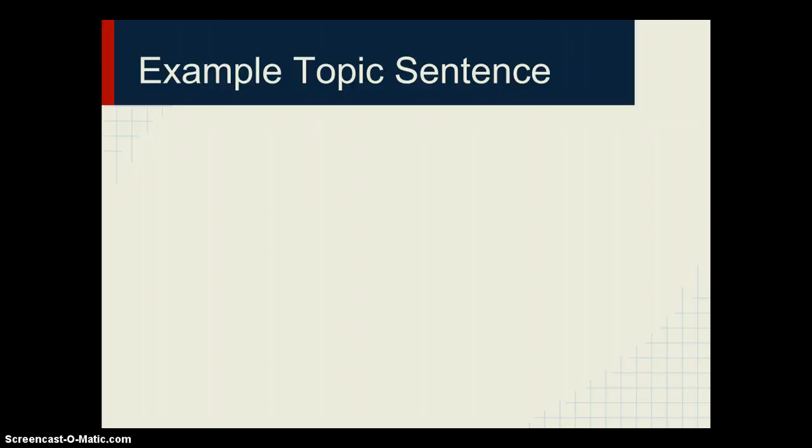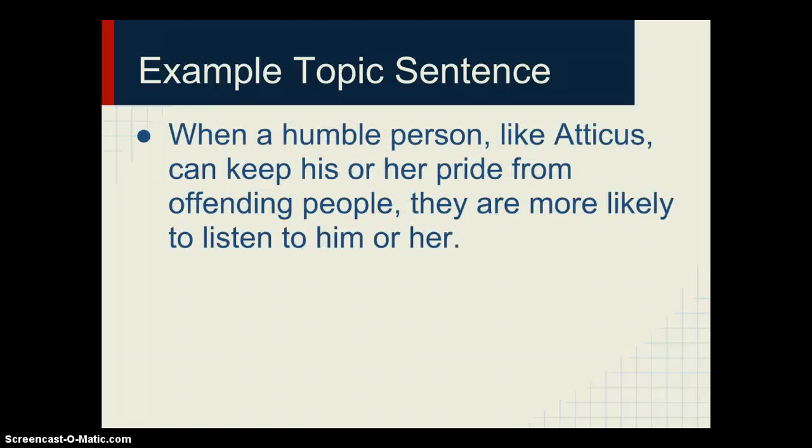So let's work on getting this sentence to relate to the average reader. We might rephrase it to something like, When a humble person, like Atticus, can keep his or her pride from offending people, they are more likely to listen to him or her. We've kept the idea that there's something that matters about humility, but we have expanded it to include other people who might be humble, just like Atticus. This might get the reader to think, well, I'm definitely the most humble person I know, so maybe I can learn something about why this matters if I keep reading this amazing essay.